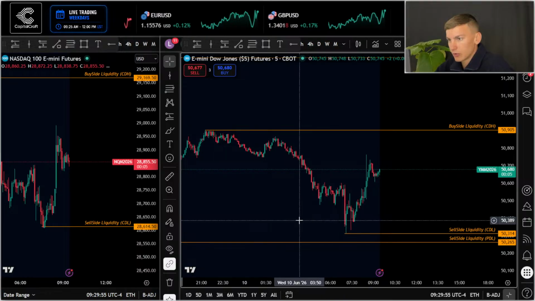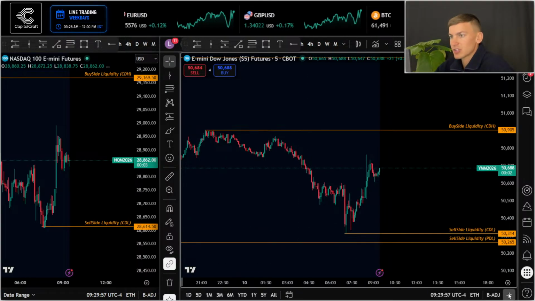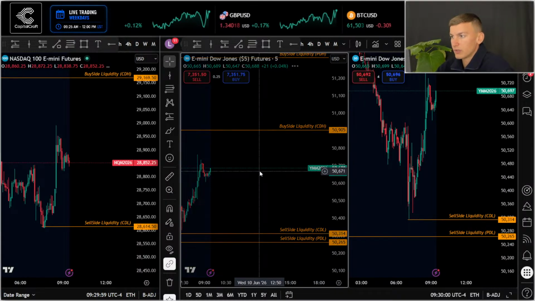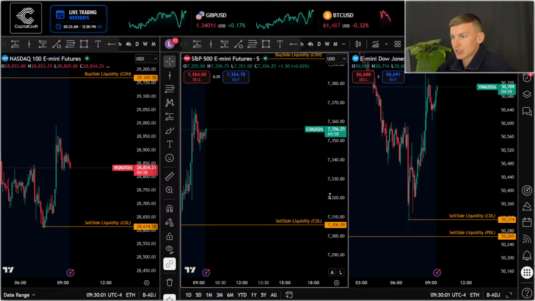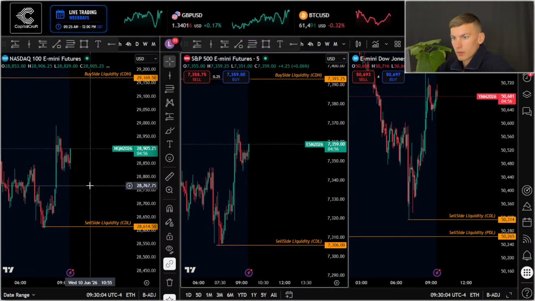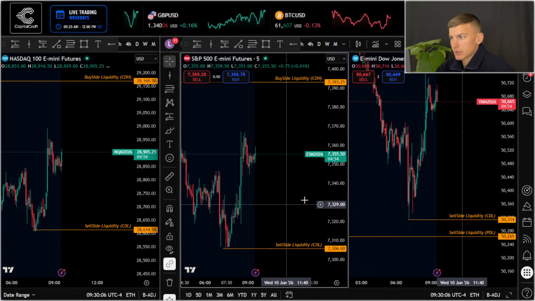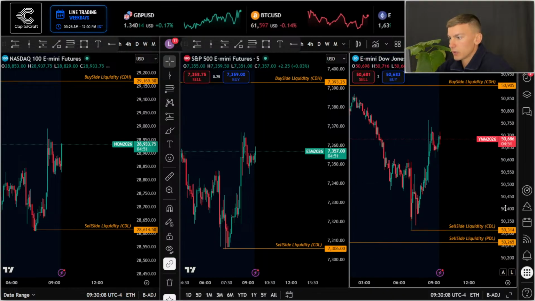So now what we're going to do is minimize these screens, and we are going to see all of our indices right next to one another. And that marks the opening price. So let's see what price does.